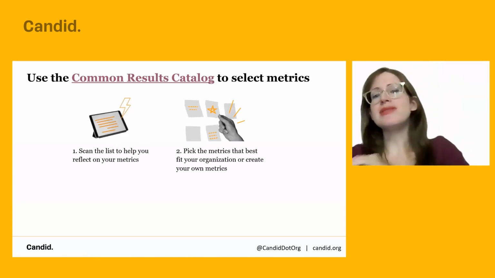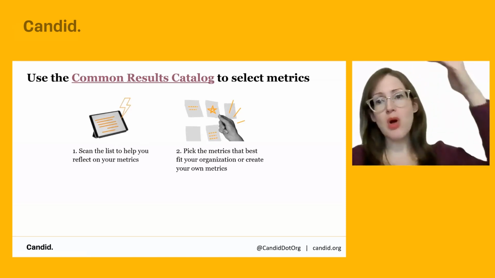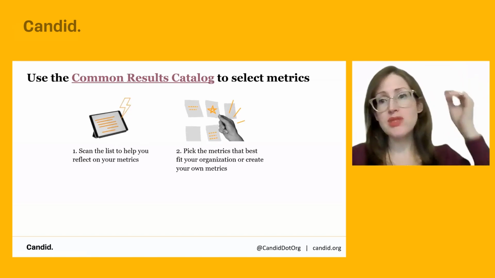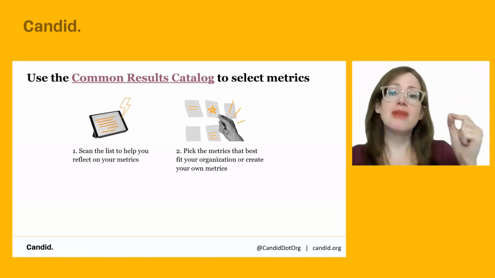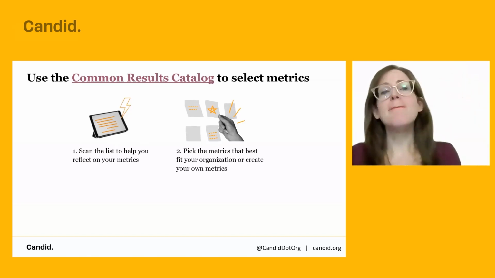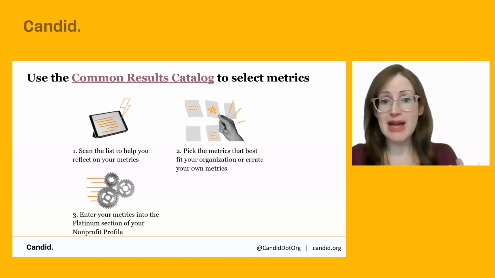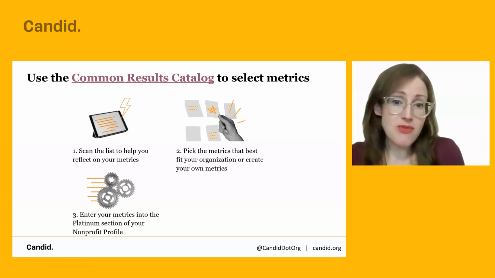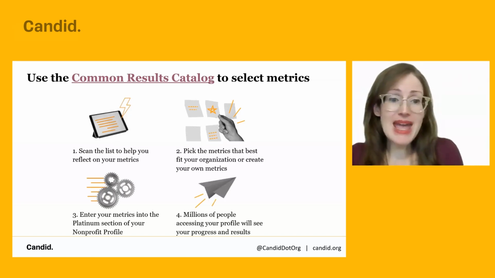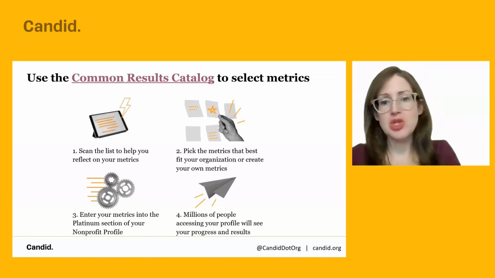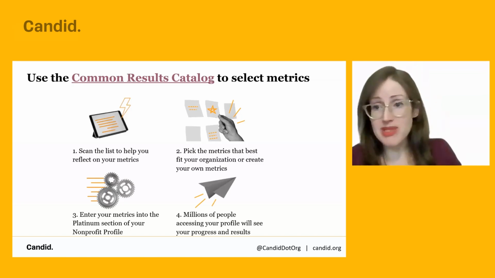And what you can do is scan this list. It goes through all different subject areas and shows different types of metrics that different categories of organizations might use to track their impact. You can pick the metrics that fit you the best and borrow those to enter into your profile, and people will be able to see that.